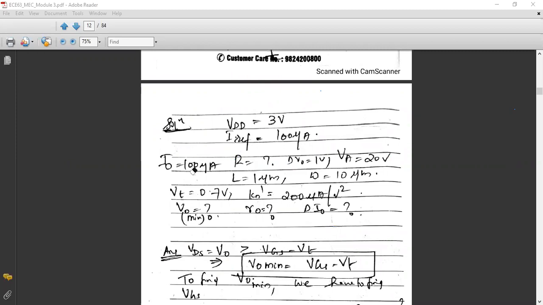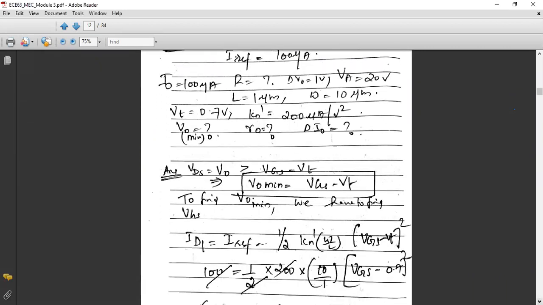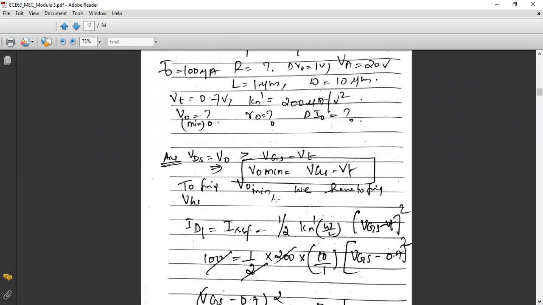Yes, so these are all the given parameters, and you're going to find out, see the question marks, you're going to find R, and you're going to find the minimum output voltage, you're going to find R0 as well as the change in output current. So first thing what you will do is you will find the minimum output voltage. And you know the condition that is to be followed. In the last class, we went through the derivation. The condition to be satisfied is that at least the output voltage should be equal to VGS minus VT. So we need to find V0 minimum.